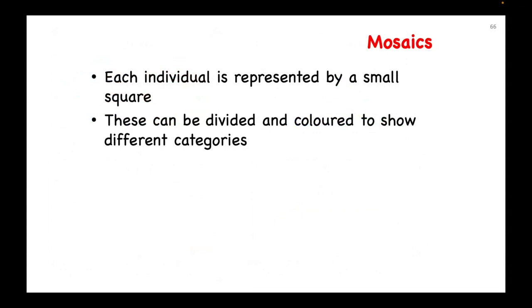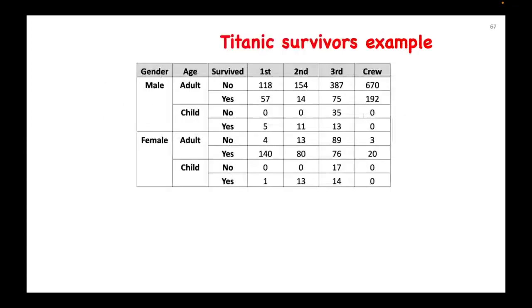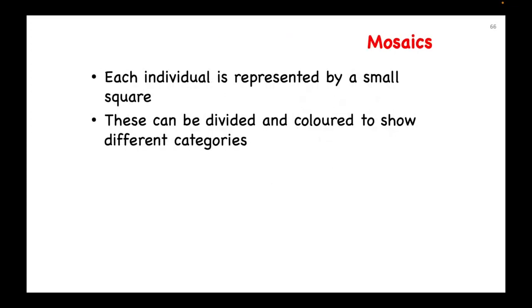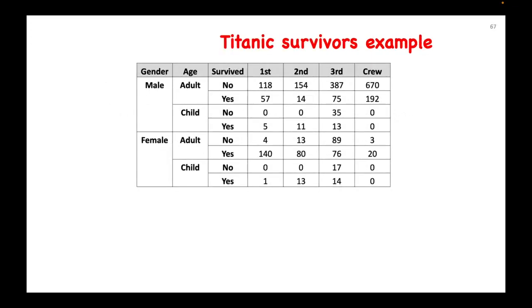Next thing we'll look at, the final thing here, is mosaics. Here each individual is represented by a small square, and the squares can be divided in colour to show different categories. So here's a reasonably complex table of survivors from the sinking of the Titanic.